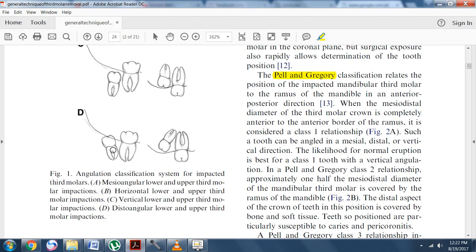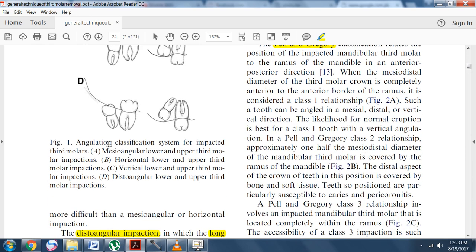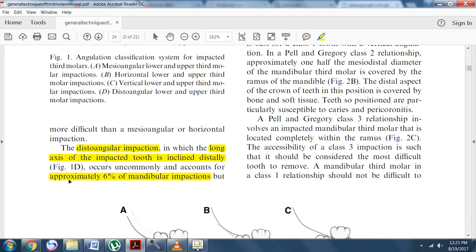The fourth impaction is the distoangular impaction, in which the long axis of the third molar is distally inclined as compared to the long axis of the second molar. This is the most difficult lower third molar extraction because the path of delivery of this tooth is distally into the ramus, which requires much more removal of the bone. It accounts for approximately 6% of the mandibular impactions.